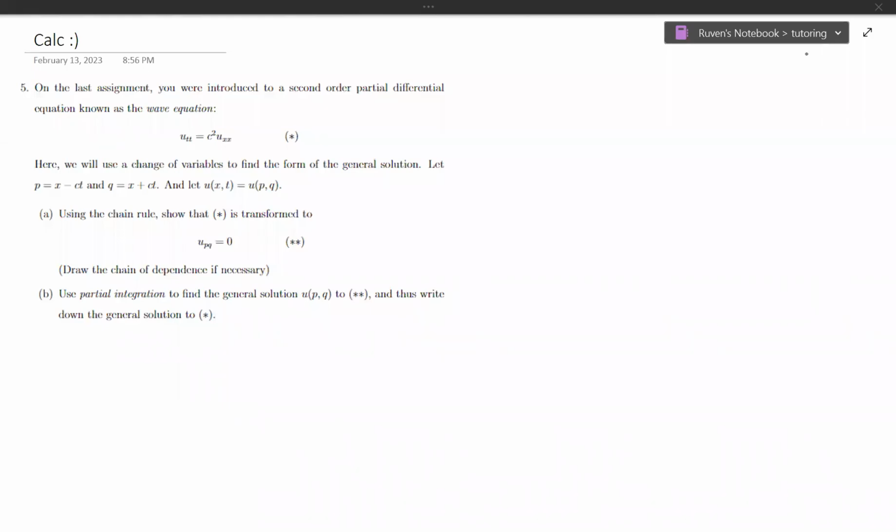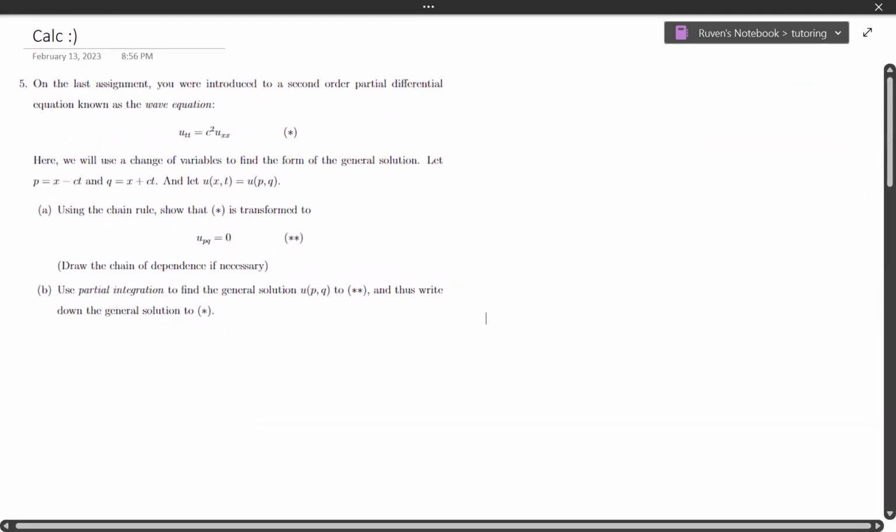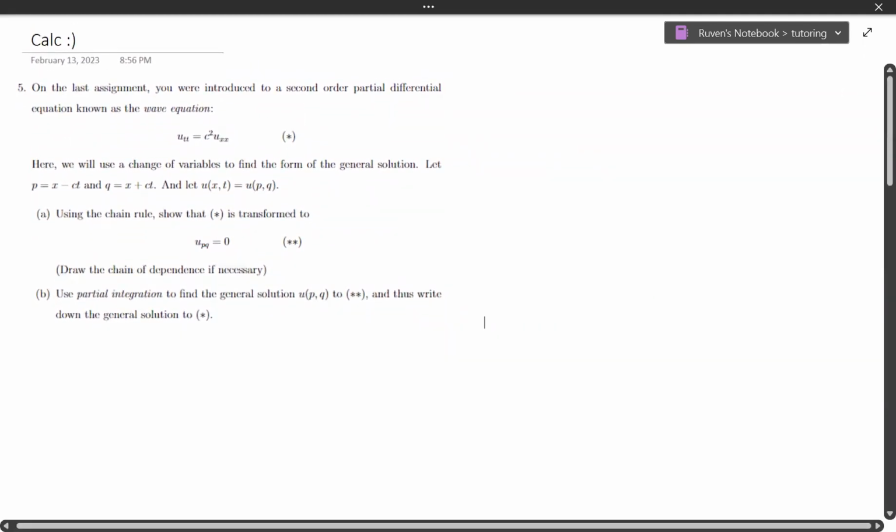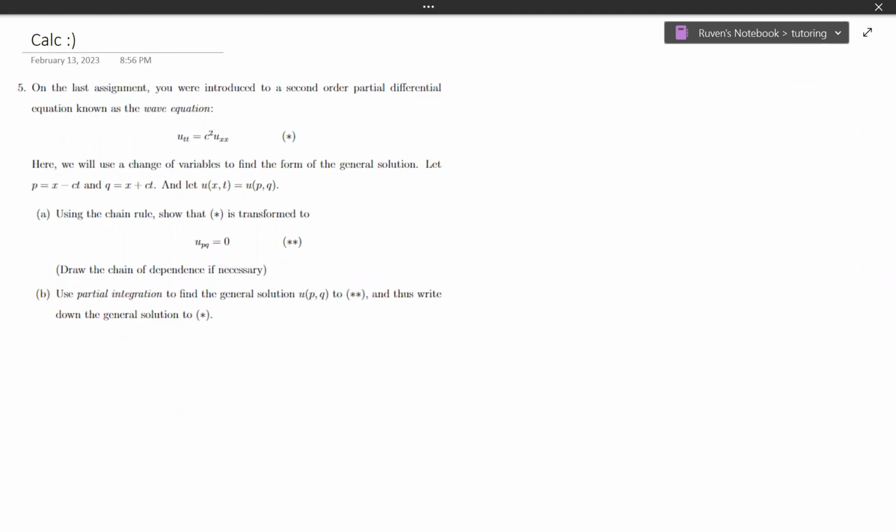Hello everybody. Today I will be taking up question 5 for the multivariable differentiation. Anyway, let's get started. So what we basically want to do here, I'll just read the question.